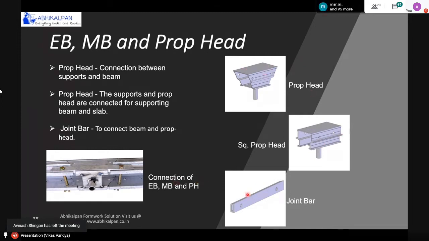And this is a joint bar. By using this bar, we connect the prop head and the beams, middle beam and end beam. So this is an assembly of the junction of end beam, middle beam, and prop head. As you can see in this picture, the joint bar is placed over here, and with the long pin, we'll connect all these things together.